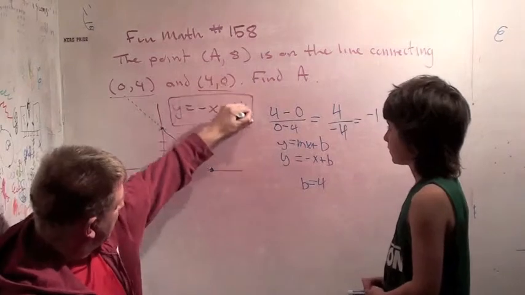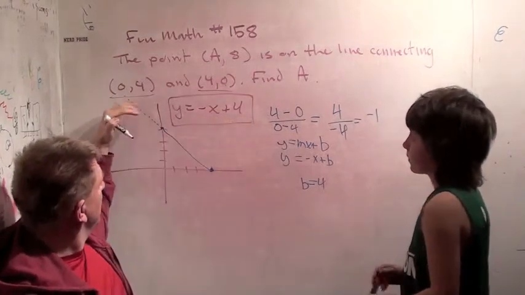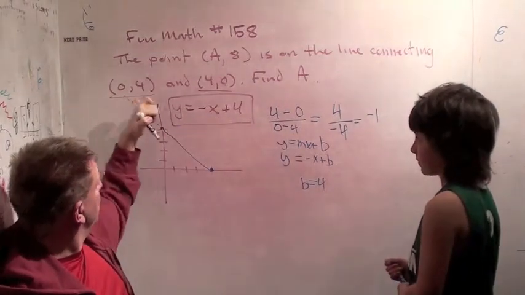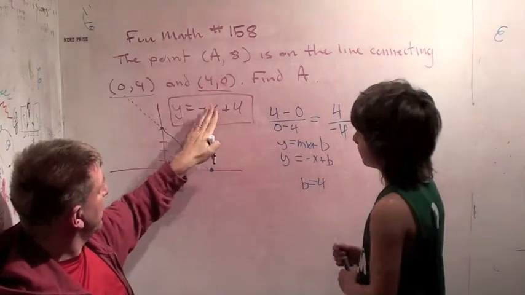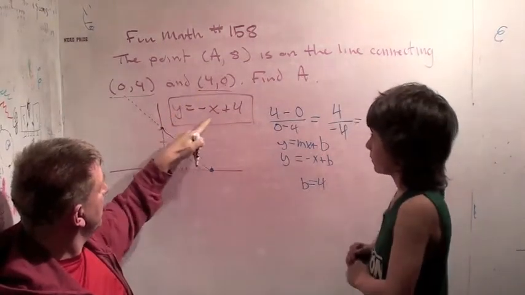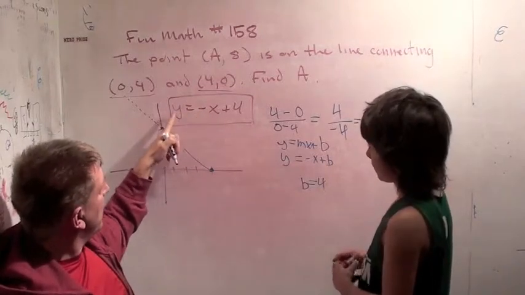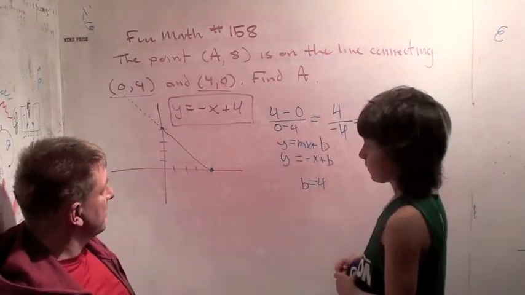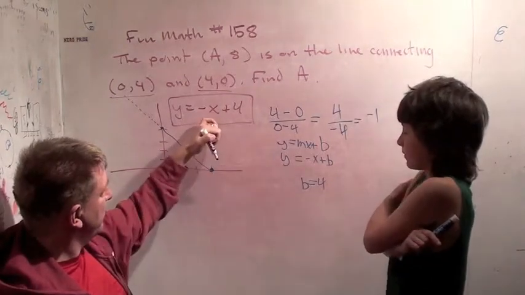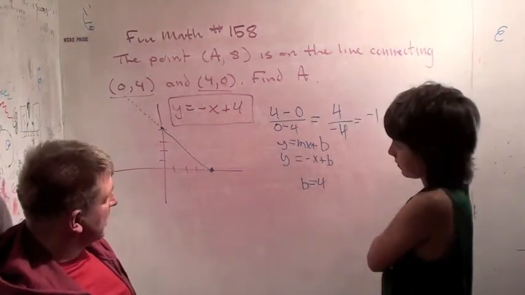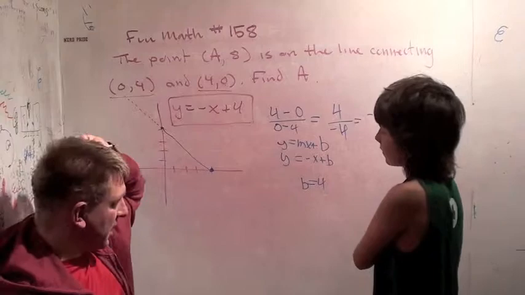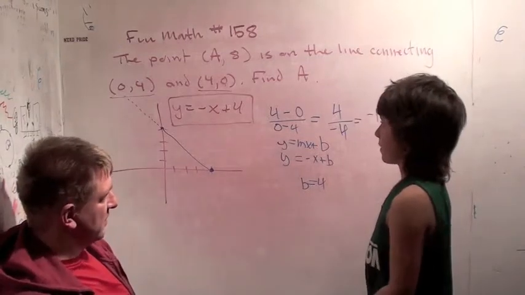And now would be a good time to check that we haven't made any mistakes. Let's use (0, 4), which is on the line: when x equals 0, y equals 4. What about when y equals 0? Is x equal to 4? Yes, it is, because minus 4 plus 4 would be 0. Okay, so we have our correct equation of the line. So now what do we need to do?